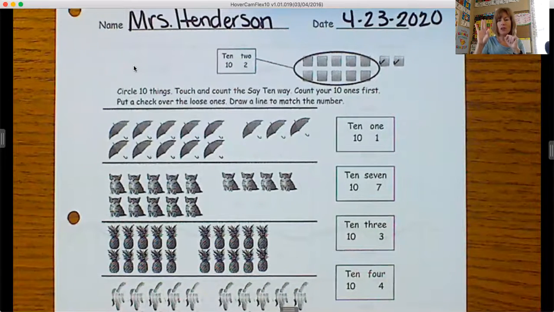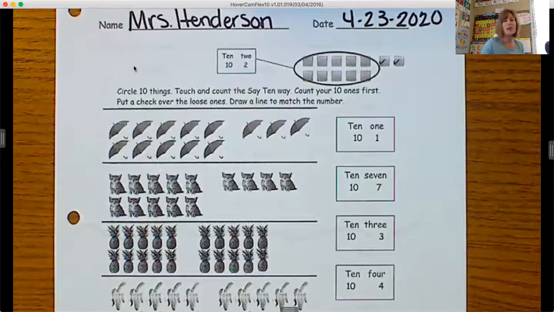1, 2, 3, 4, 5, 6, 7, 8, 9, 10. And then we'd start over with 10, 11, 12, 13, 14, 15, 16, 17, 18, 19, 20. Or we can go 10, 1, 10, 2, 10, 3, 10, 4, 10, 5. And then you could continue on to 20. Okay, got those fingers all nice and warmed up.